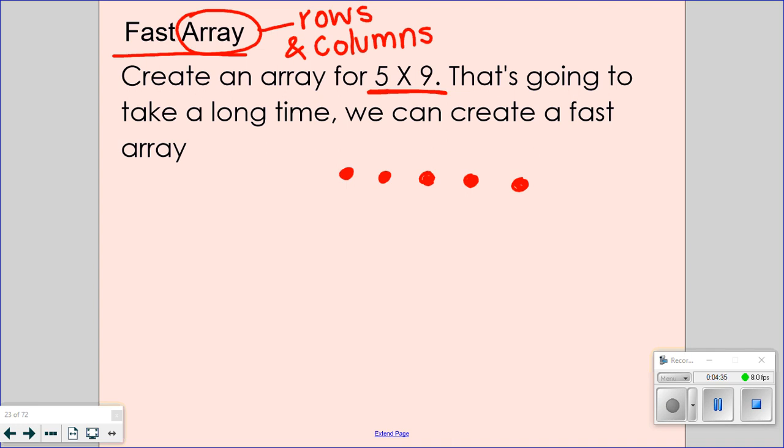1, 2, 3, 4, 5, 6, 7, 8, 9. So far, so good? Could I draw the rest of my dots? Sure.